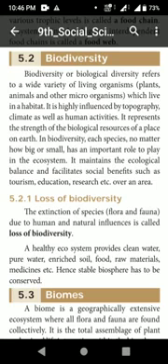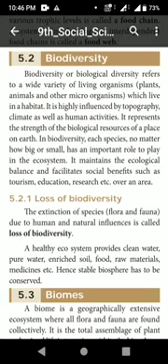So, in this, it represents the strength of the biological resources of a place on earth. In biodiversity, each species, no matter how big or small, has an important role to play in the ecosystem. So, whether it is big or small, it is important to live in this ecosystem. It maintains the ecological balance and facilitates social benefits such as tourism, education, research, etc.